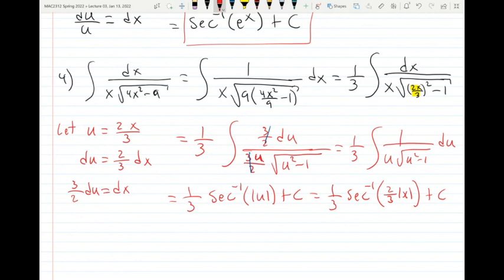What do I know about x? Well, I can see that u is equal to this, so x is 3/2 over 2u. So I put it there. And this is my u, put it there. You're just changing everything. Instead of x's, now you want u's. That's all. That's why it's called substitution.